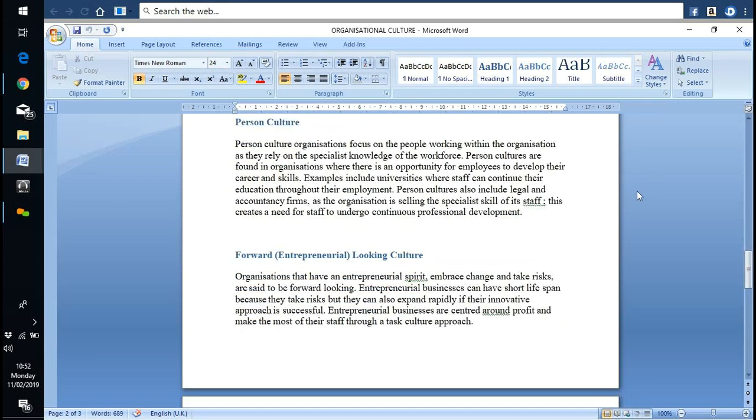Person culture, organisations focus on people working with the organisation. They rely on specialist knowledge of the workforce. Person cultures are found in organisations where there are opportunities for employees to develop their career skills. Examples include universities where staff can continue their education through their employment. Person cultures include legal and accountancy firms where the organisation is selling a specialist skill of its staff. It creates a need for staff to undergo continuous professional development.